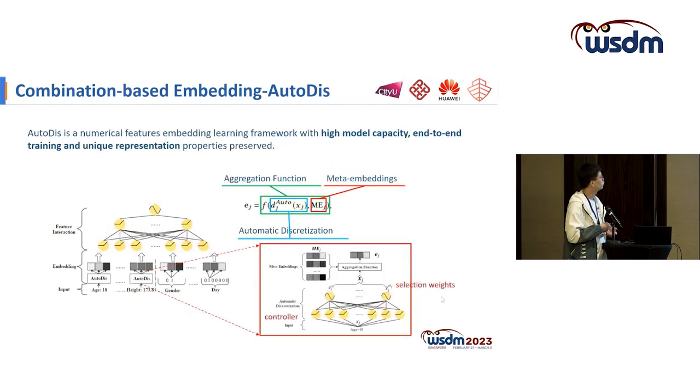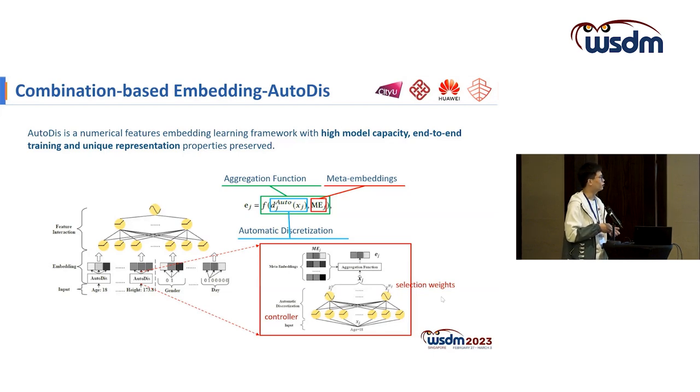In order to overcome these problems, AutoDis is proposed, which is a numerical feature embedding learning framework with high model capacity, end-to-end training, and a unique representation. It consists of three modules. The first one is the meta embedding, which designs a set of meta embeddings for each feature field. This meta embedding will be shared by all the feature values within a feature field. It is used to learn global knowledge about the feature field.